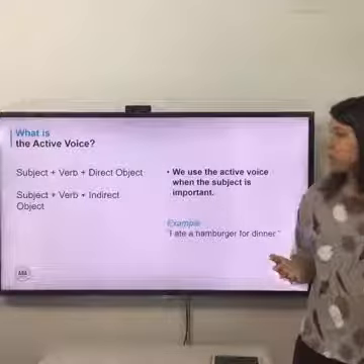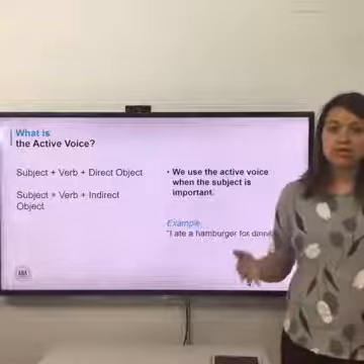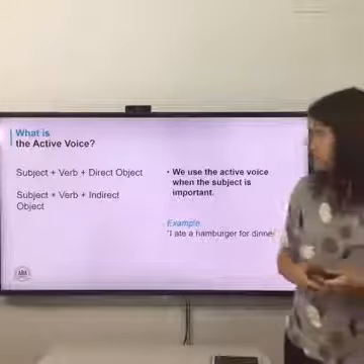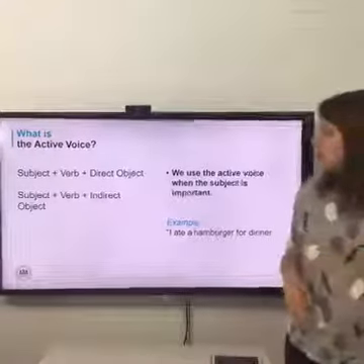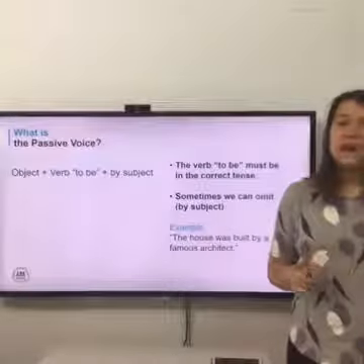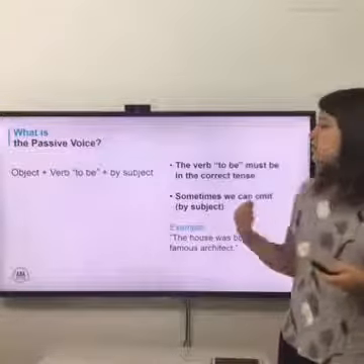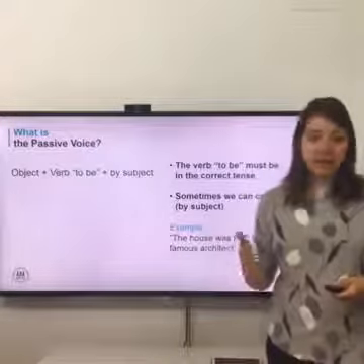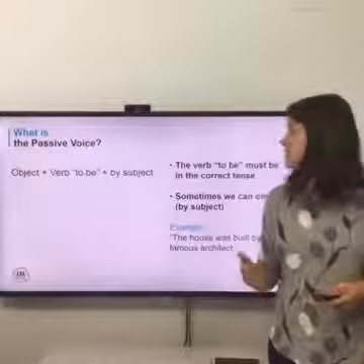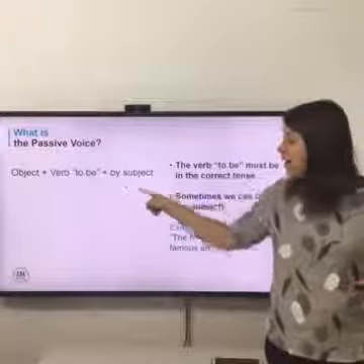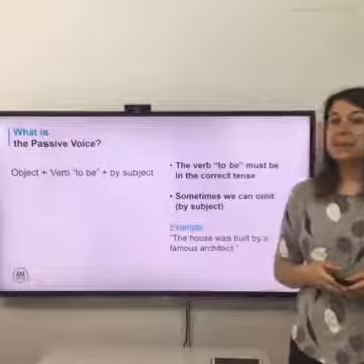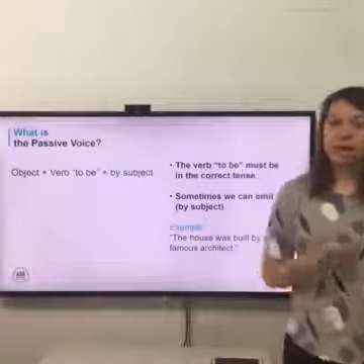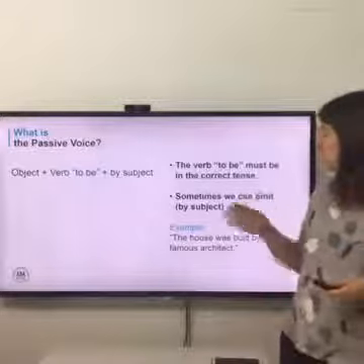We use the active voice when the subject of the sentence is the most important thing. For example, I ate a hamburger for dinner. Now, when the object is more important, that's when we use the passive voice. So we put the object at the beginning of the sentence, followed by the verb to be in the correct tense. We'll look at some examples of this in just a minute. And then followed by the subject, which can sometimes be omitted because in the passive voice, we don't care so much about the subject, we care more about the object.